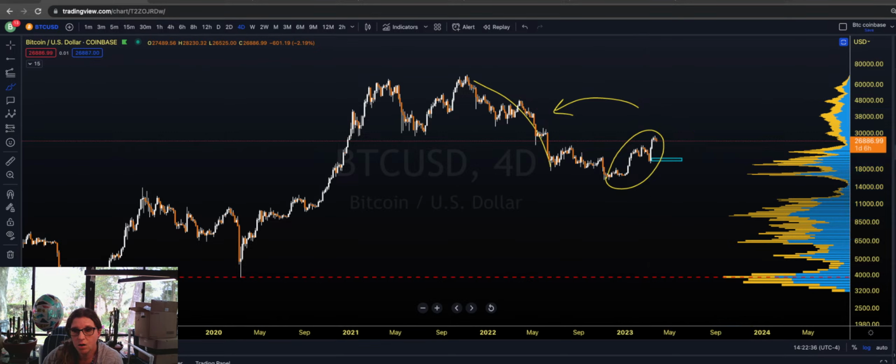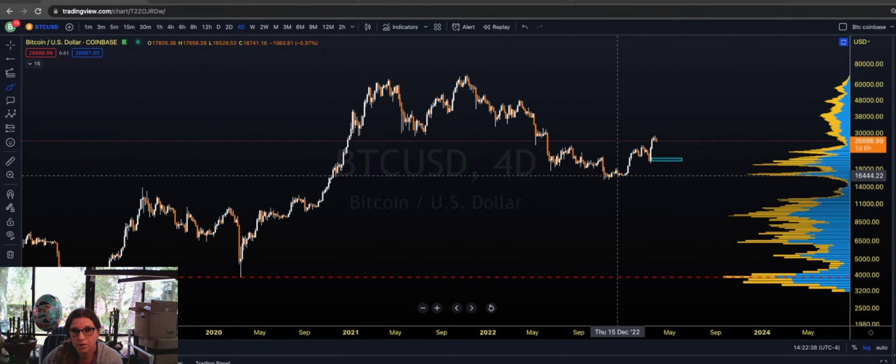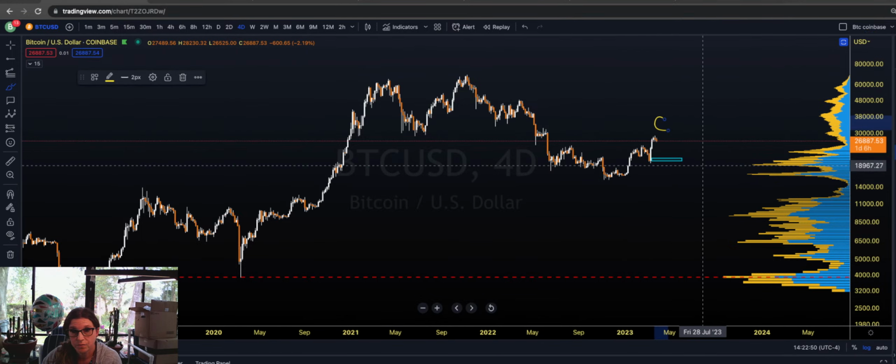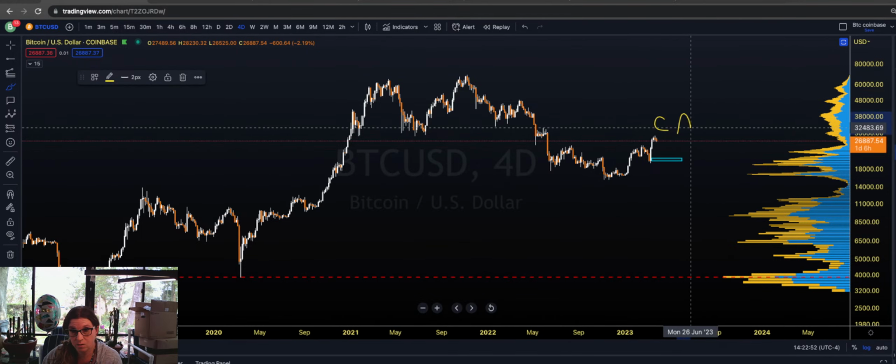So how do we know whether this is the end of something, the start of something? By our invalidation points. Nobody can say right now that they know 100% whether this is a C wave, is it an A wave of a zigzag, or is it a wave one?